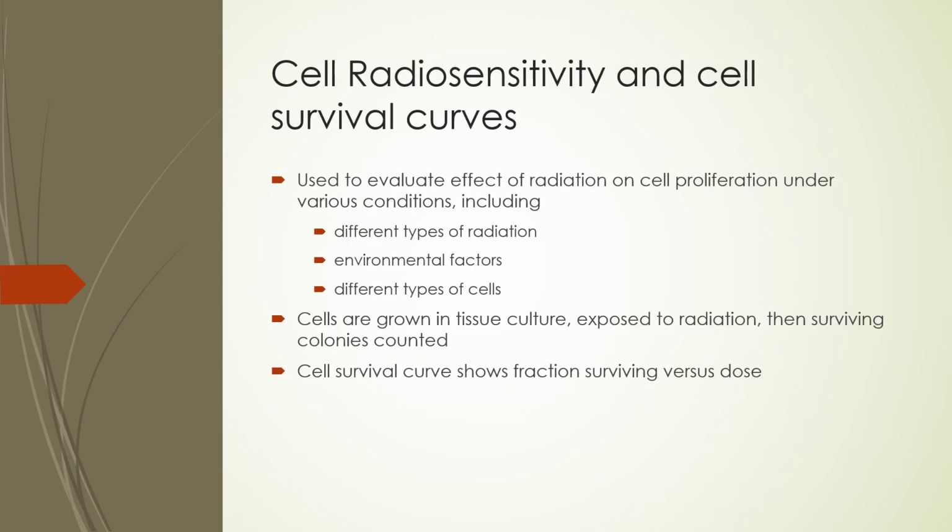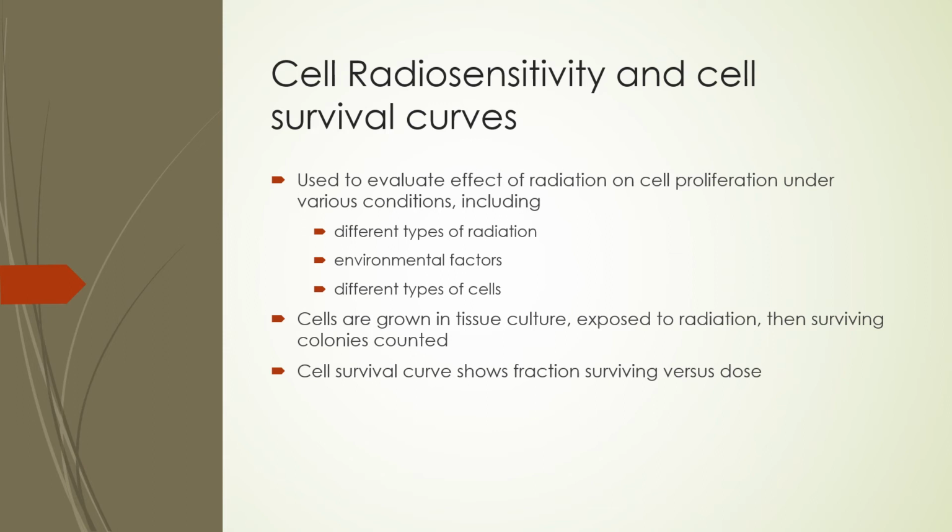One way of evaluating the biological effect of radiation is to measure cell proliferation following exposure and then plot a cell survival curve. This method makes reproductive failure an important effect because it can be used to study and compare different types of radiations, different environmental factors, and different types of cells.